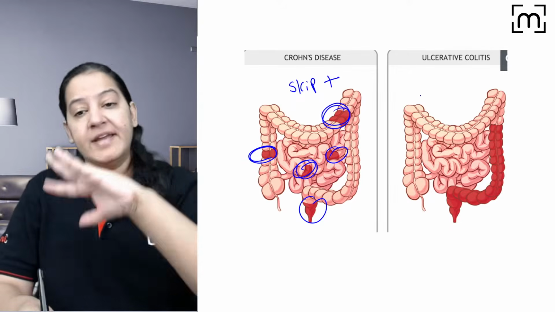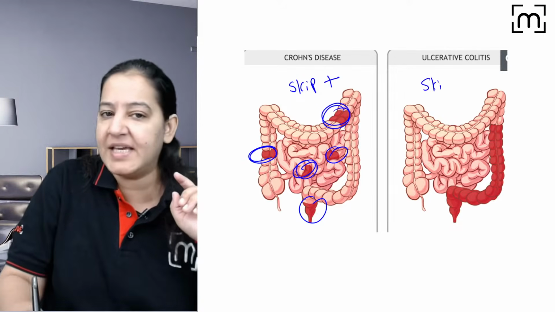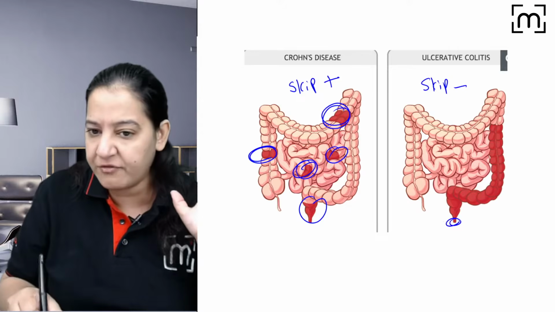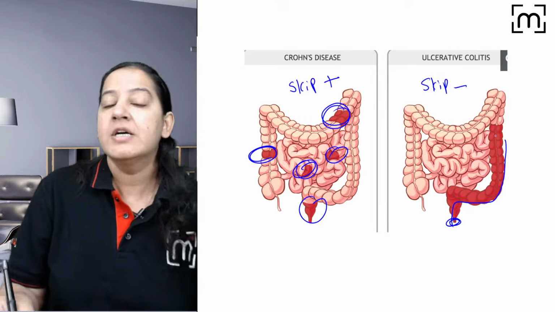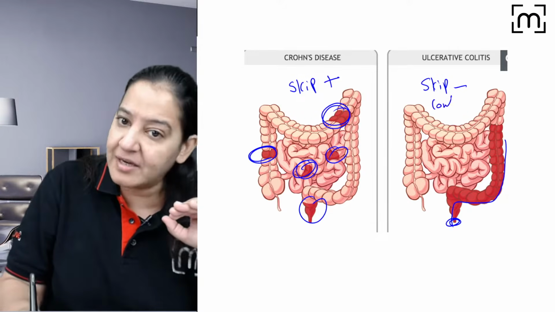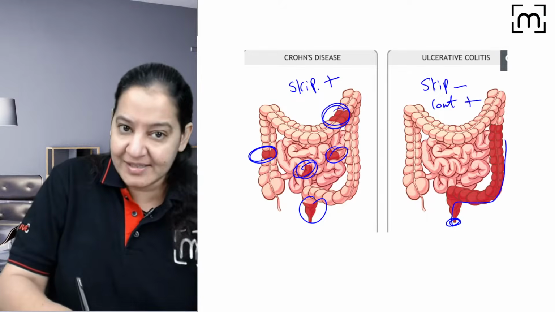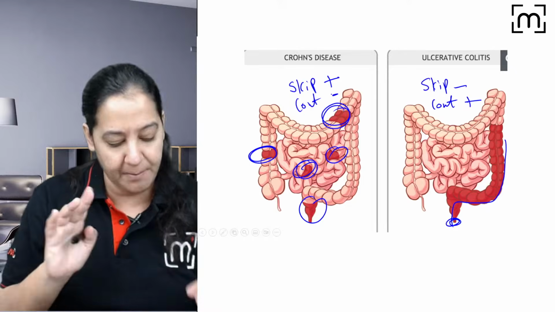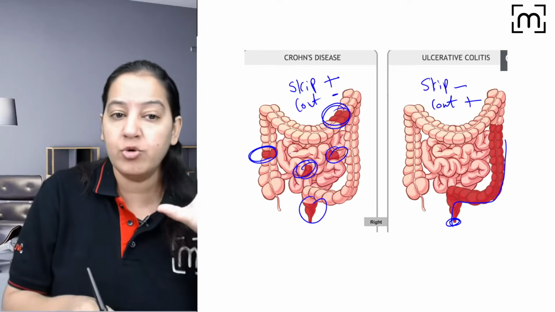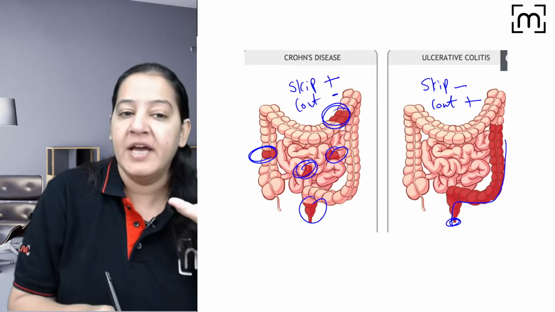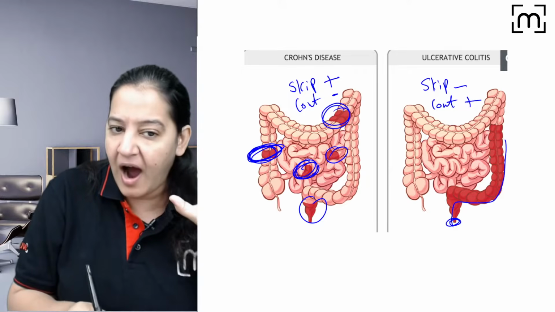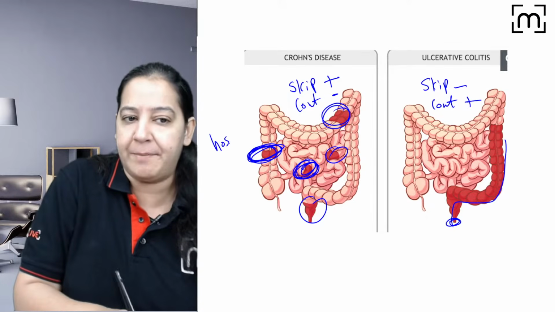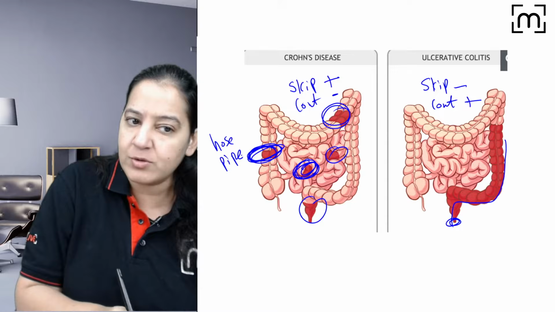On the contrary, in ulcerative colitis, I can't see any skip areas. It is starting from the rectum and in continuity. So skip areas absent means continuous involvement is present. And here skip present, continuous absent. You can see back-to-back differences. Number one. And number two, due to the involvement, here the bowel becomes thick, hard. It is known as hose pipe. This type of bowel is known as hose pipe.